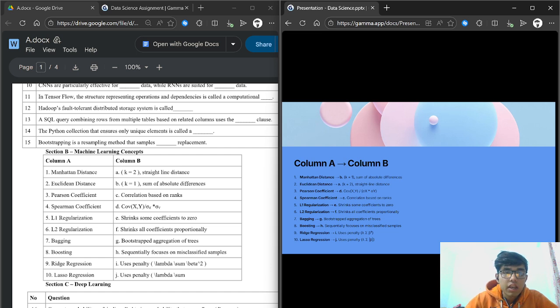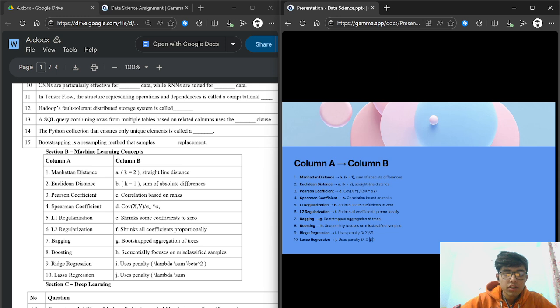Next, Euclidean distance. This corresponds to the straight line distance, that is the k equal to 2 metric, and this is the most common measure that represents the shortest path between 2 points in continuous space.